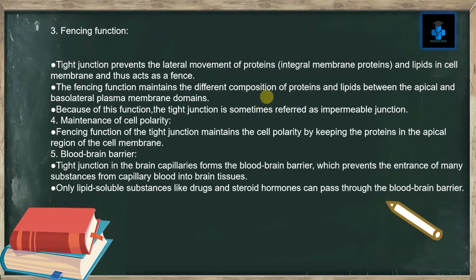Fourth function, maintenance of cell polarity. Fencing function of the tight junction maintains the cell polarity by keeping the proteins in the apical region of the cell membrane. Fifth function, blood-brain barrier. Tight junction in the brain capillaries forms the blood-brain barrier, which prevents the entrance of many substances from capillary blood into brain tissues. Only lipid-soluble substances like drugs and steroid hormones can pass through the blood-brain barrier.